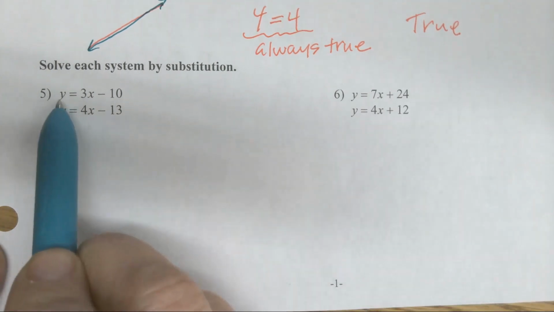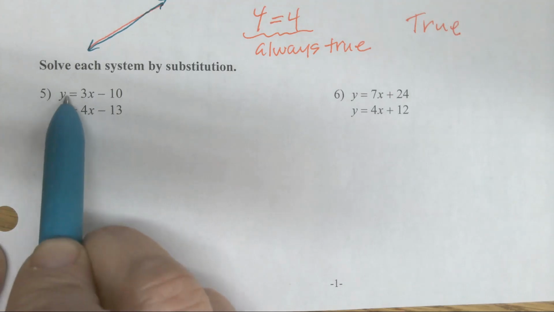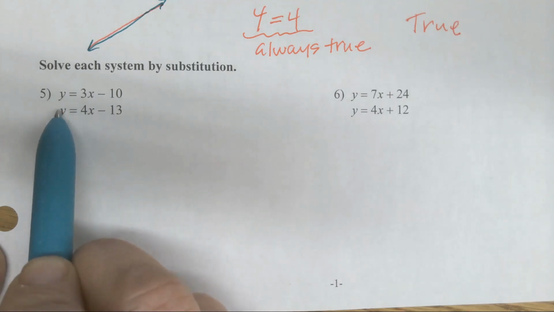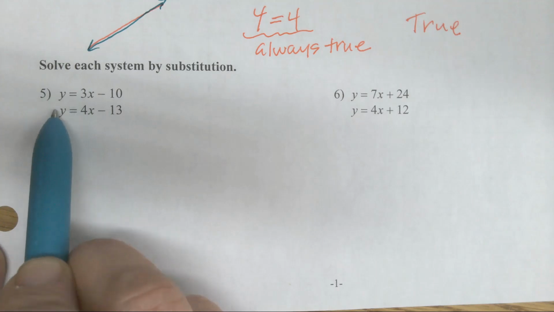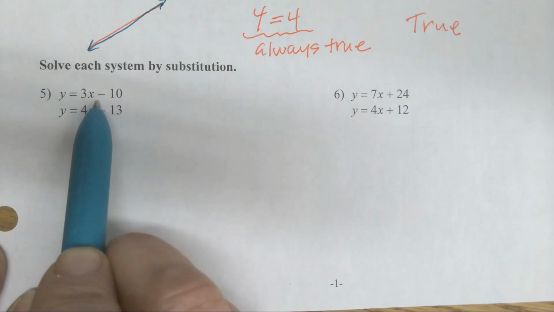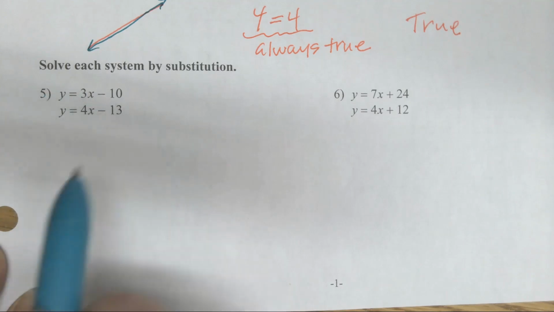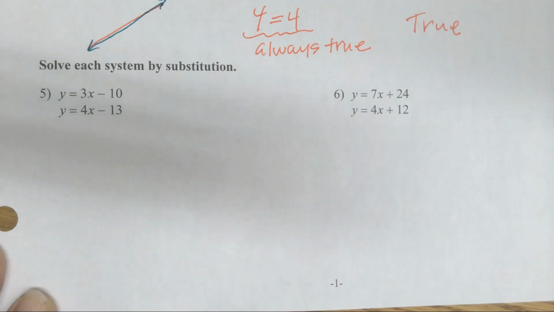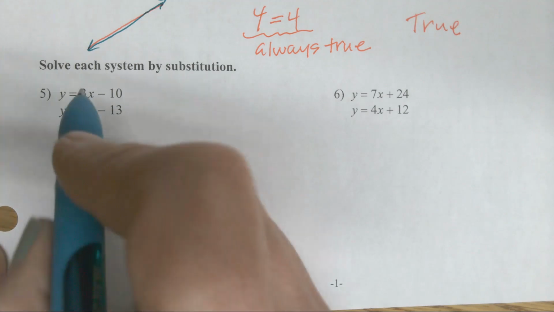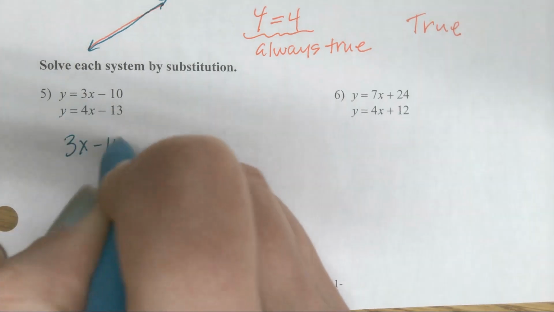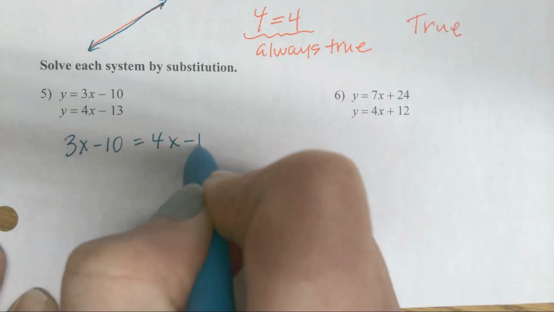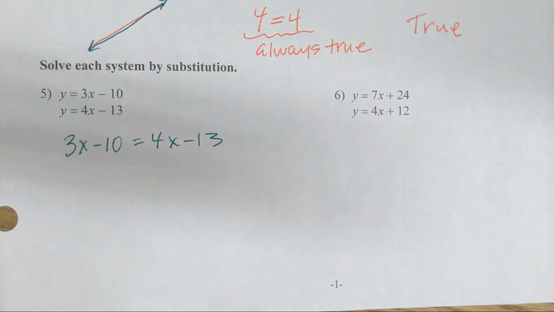But here's how substitution works. I've got both of these y's. If these are both y, and they're supposed to both be the same y, then they must be equal to each other. So if y is 3x minus 10, and y is also 4x minus 13, then 3x minus 10 must equal 4x minus 13. Now I've just set up one equation with one variable that I solve.